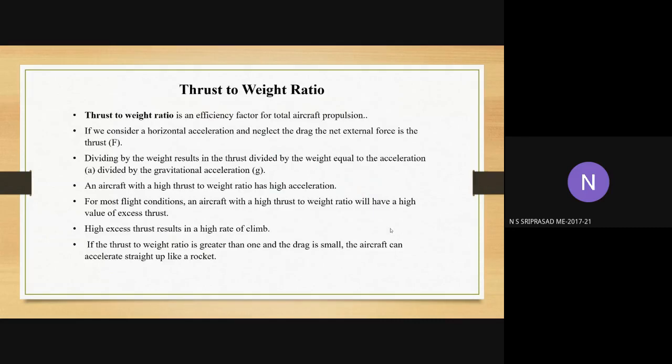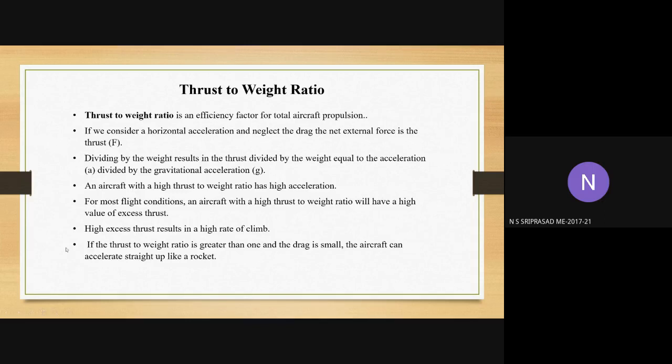Then you have something called a thrust to weight ratio. This is the second ratio. Thrust is the force that pushes your plane forward. Weight is the force that brings your plane vertically downwards. So a thrust to weight ratio is a ratio between thrust and weight. Now, if the thrust to weight ratio is more than 1, that means the plane is definitely going to go shooting really fast.